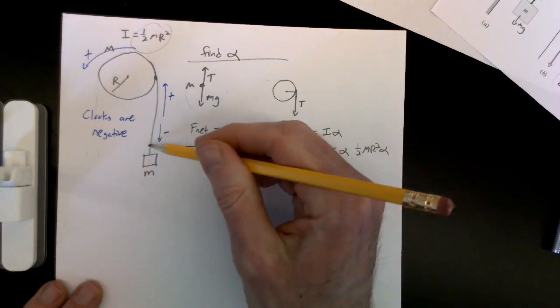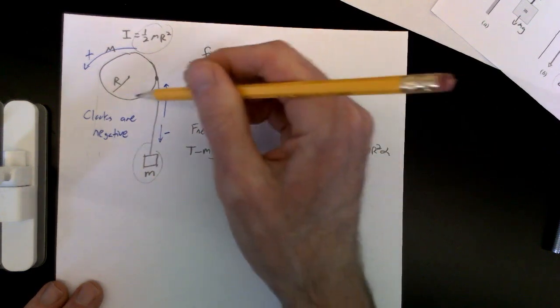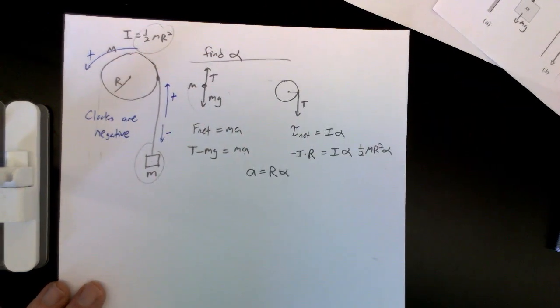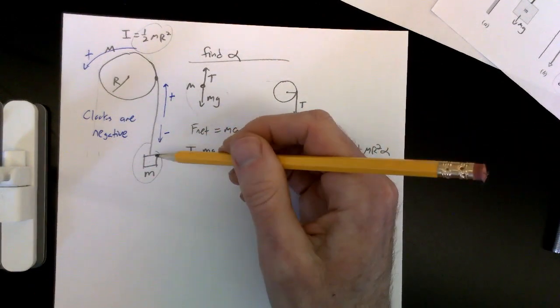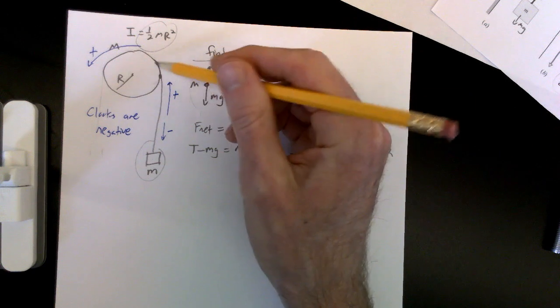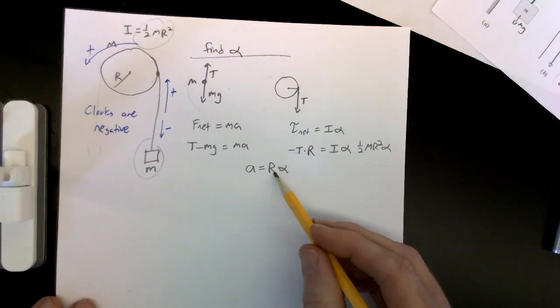So I can relate together the linear acceleration of this mass with the angular acceleration of this whole system over here. There we go. So the linear acceleration of this mass, I can relate to the angular acceleration of the disk through this relation. So let's just start to combine some things together.